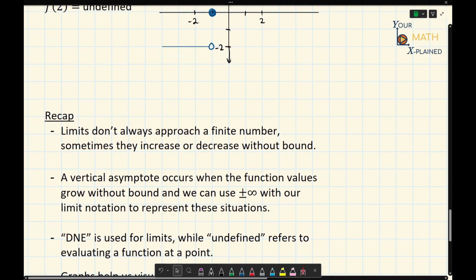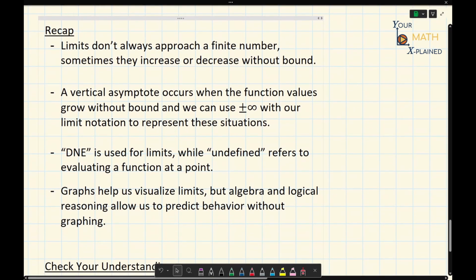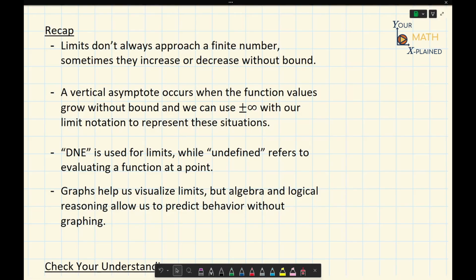And now let's do a quick recap of what we covered in this video. We saw how limits don't always need to approach a finite number. Sometimes they can increase or decrease without bound. And we saw what a vertical asymptote is. It occurs when the function values grow without bound, and we can use either positive or negative infinity with our limit notation to represent these situations.